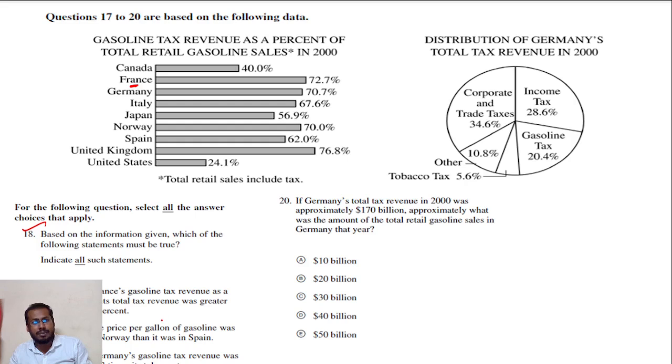Greater than 20.4? No, here actually France's gasoline tax revenue was not exactly given. This is gasoline tax revenue as a percent of total retail gasoline sales in 2000. So this is what total sales are included in this. This is not particular to France's gasoline tax revenue. So here the data was not clearly given, so don't take this.